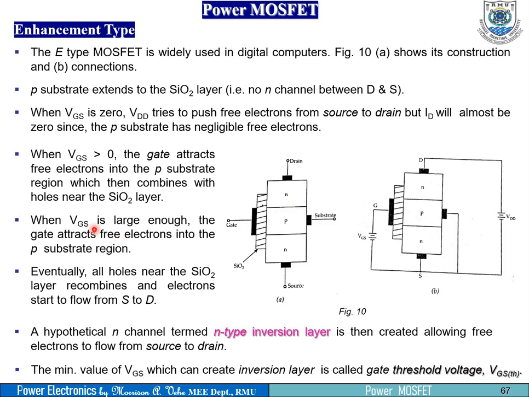Now when VGS is large enough, we keep increasing. In this case, we are making use of the connections. This is VGS; we increase this, and we are bringing in electrons into this layer. At a certain instance they will recombine, but we keep increasing this and something will happen. When VGS is large enough, the gate attracts free electrons into the P substrate region. Eventually all holes near the oxide layer recombine and electrons start to flow from S to D.